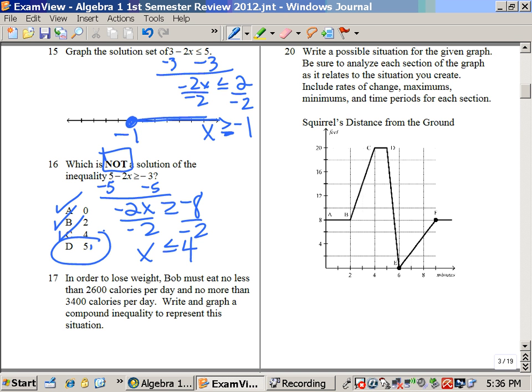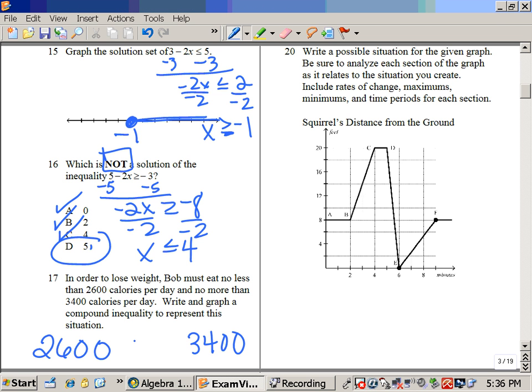Number 17, in order to lose weight, Bob has to eat no less than 2,600 calories. So 2,600 is the minimum number of calories that he's going to have. No more than 3,400. So 3,400 is the maximum number of calories. If it says compound inequality, that means you're going to have two inequalities in one sentence. This is called a mathematical sentence.